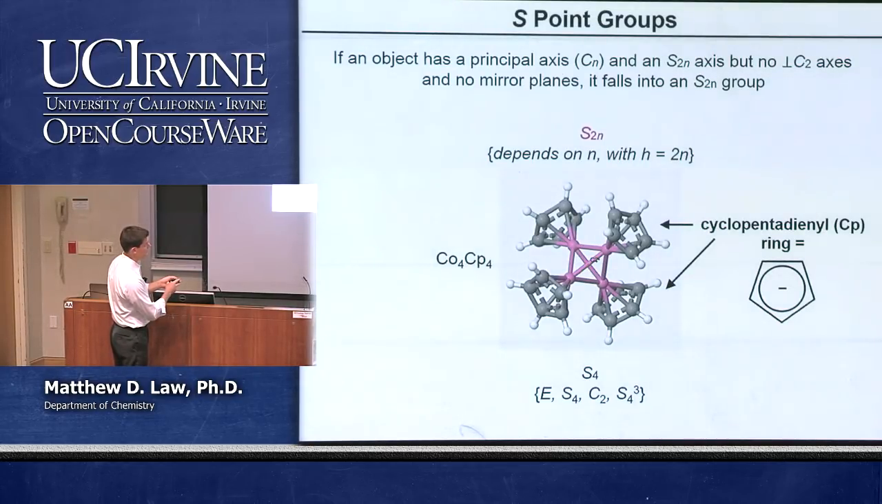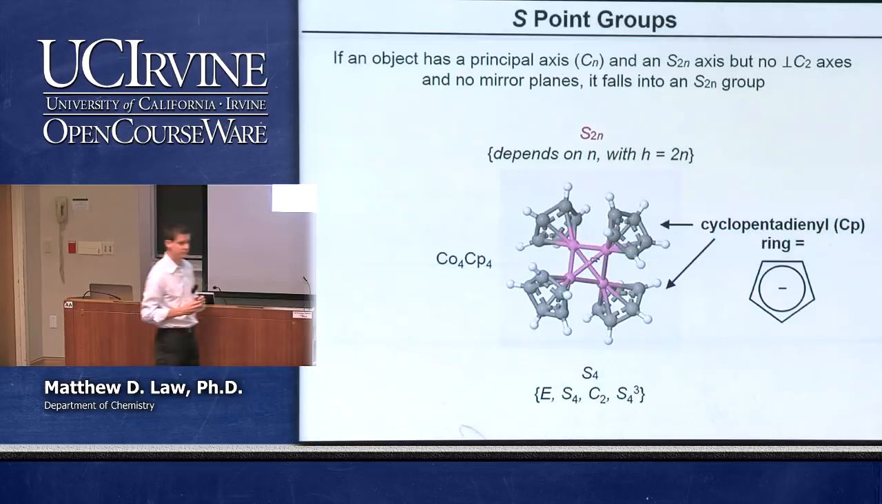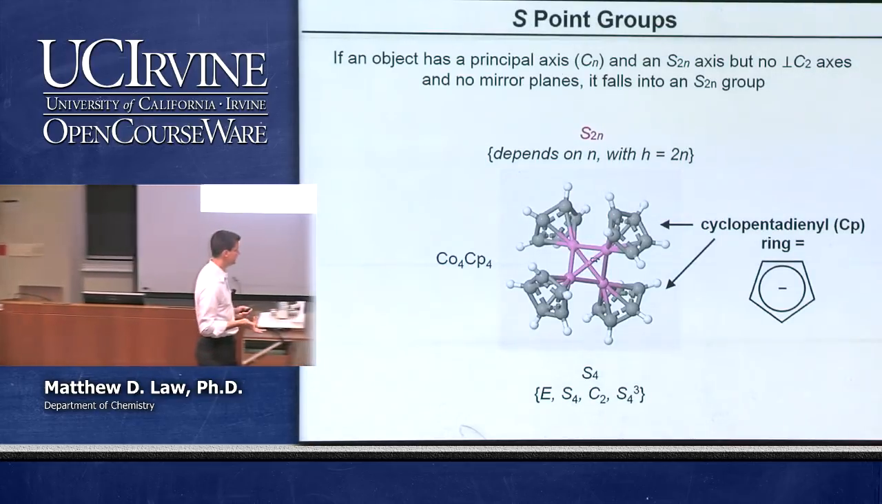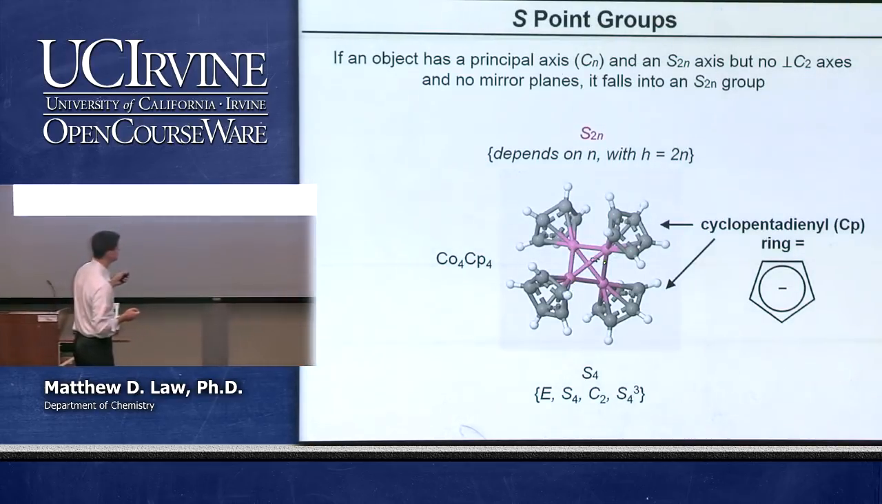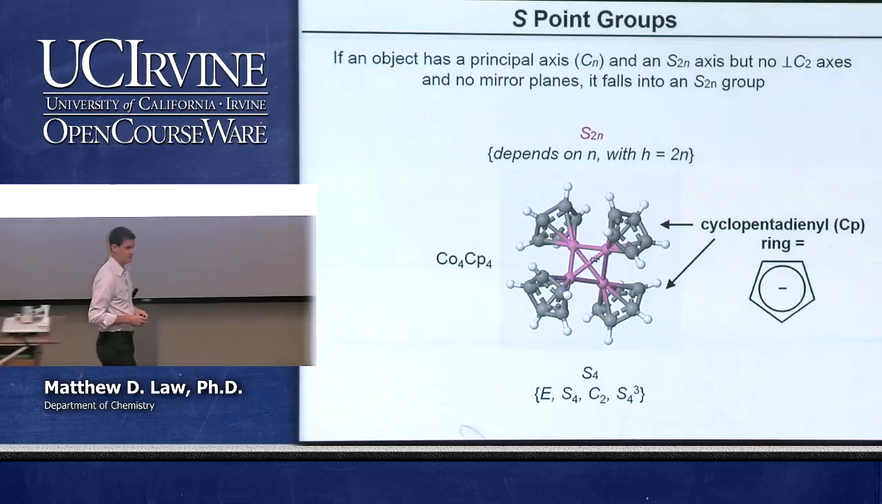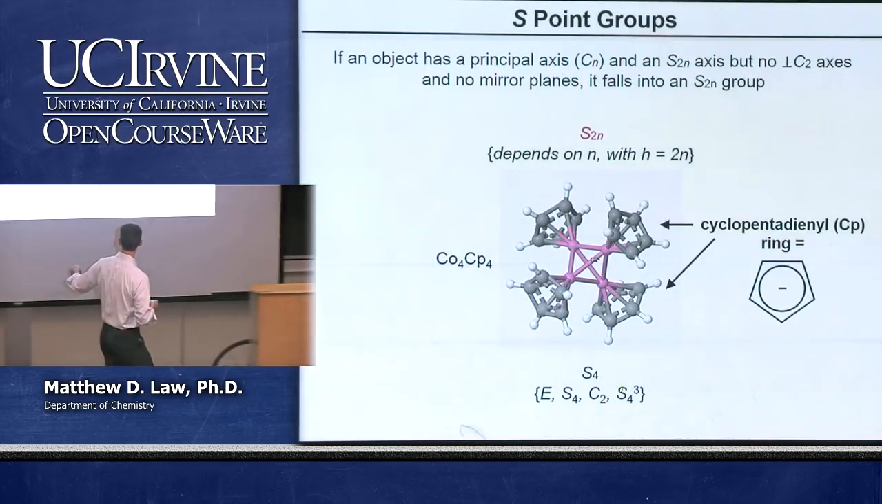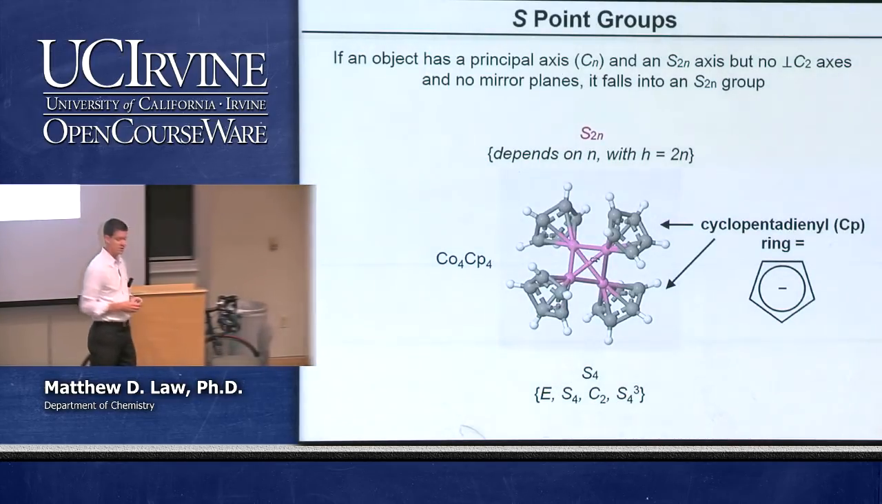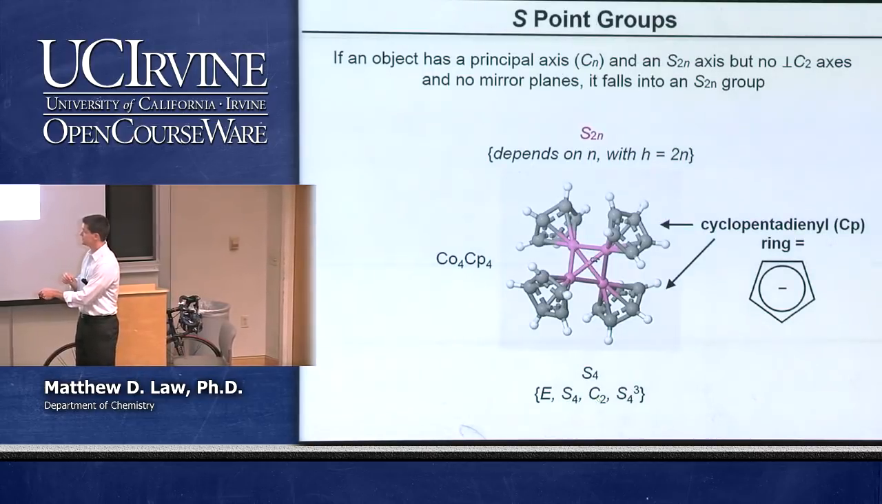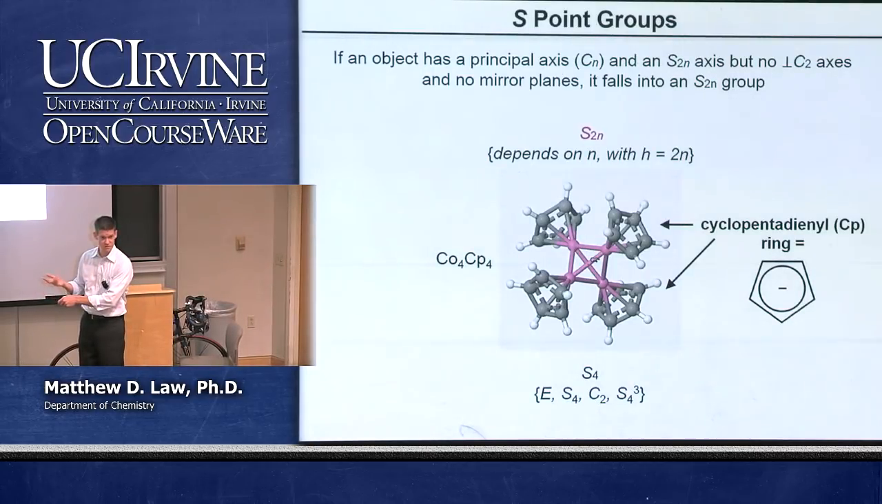If we do an S4 operation, we rotate this guy 90 degrees. It would occupy that position in the plane, and then we would do a reflection perpendicular to the plane, and it would pop it out into this position. And the same thing for the other three Cp rings, and the same thing, of course, for the cobalts. So we have, in this case, for an S4, just 4 symmetry operations: identity, S4, C2, which is the same thing as doing the S4 twice, right? Just in different clothes, and the S4 cubed.